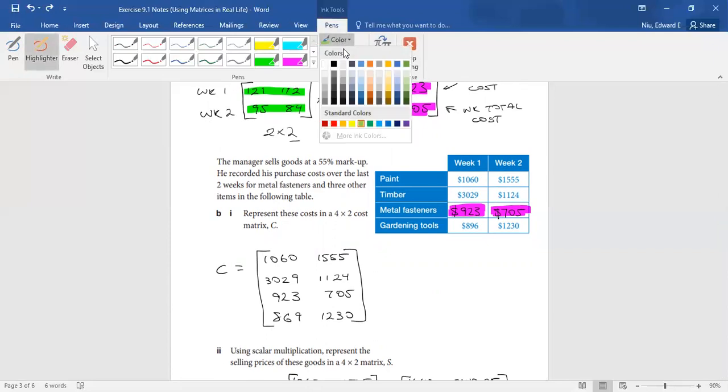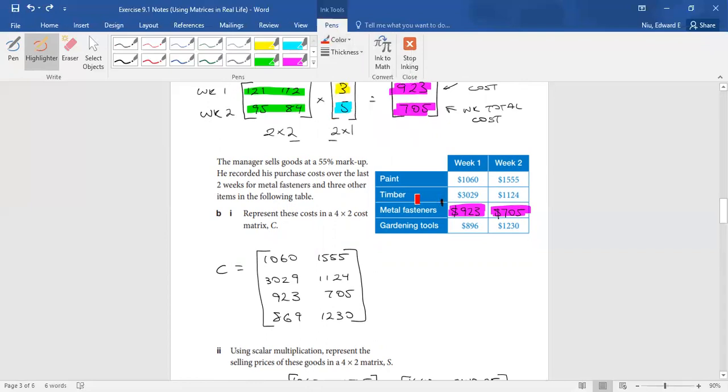Green's pretty ordinary as well. What's a good color? Yeah, screw it, we'll just use red. Hopefully, we won't miss that.